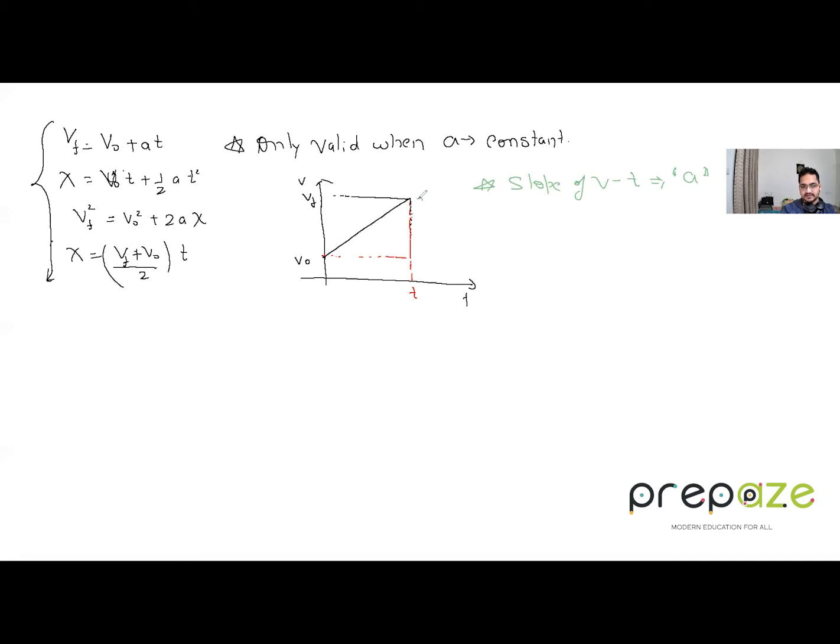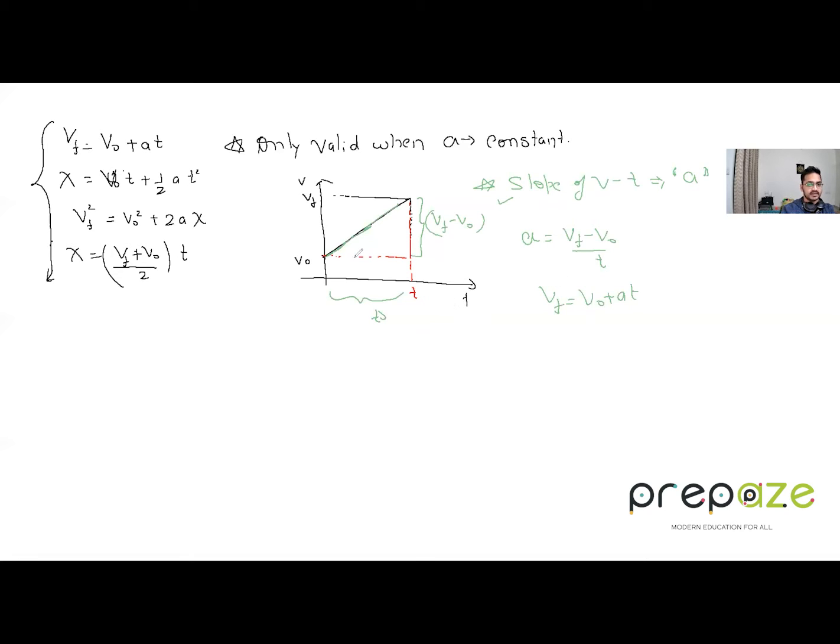So over here, what is the slope? We can see clearly, this is basically Vf minus V naught, and this is the time t. The slope is basically this line. So the slope, that is the acceleration, is Vf minus V naught by t. If we simplify this, what we are getting? Vf equals V naught plus At. And that is the first equation of motion. From this point, we got the equation of motion.